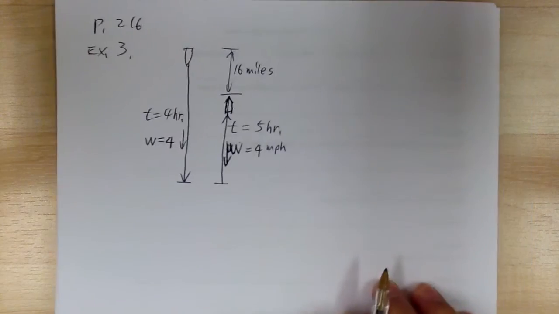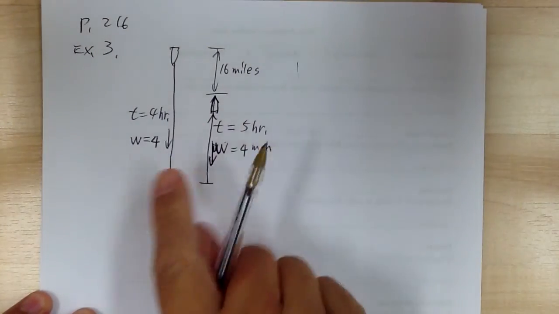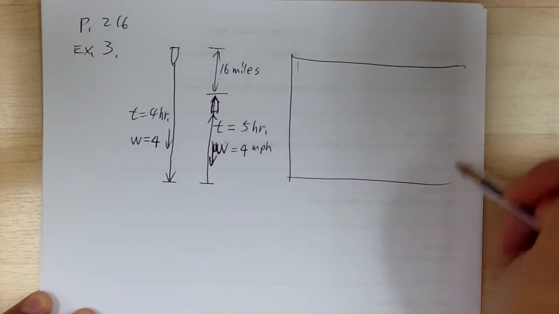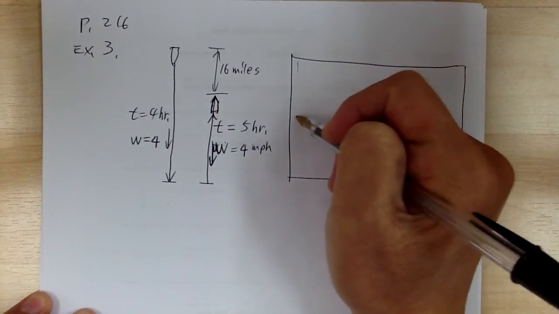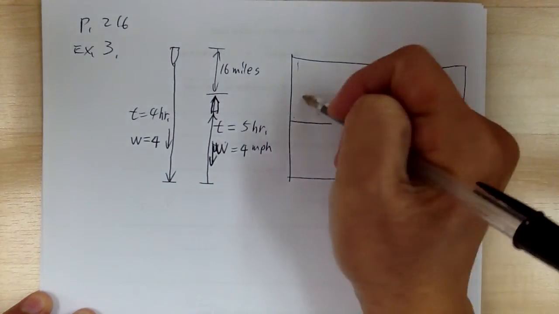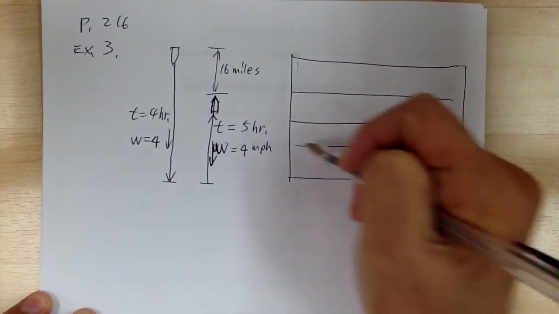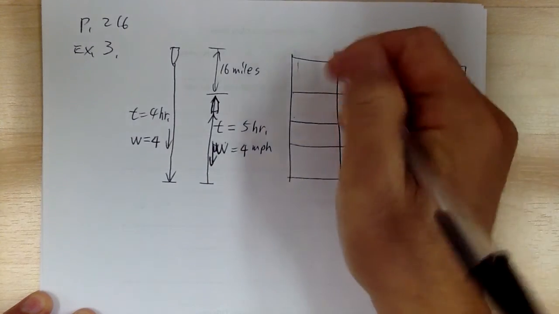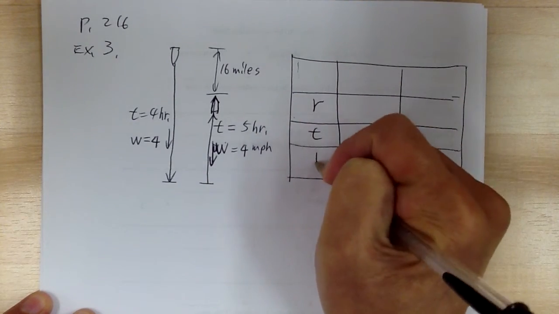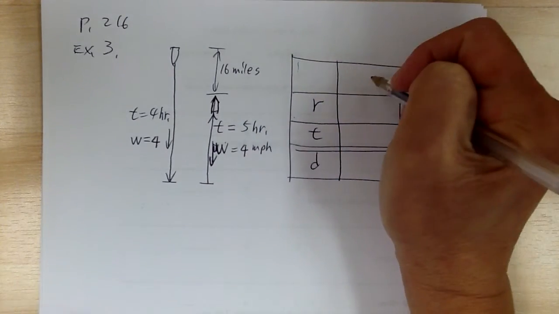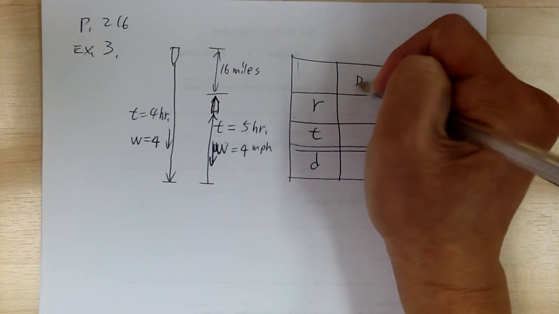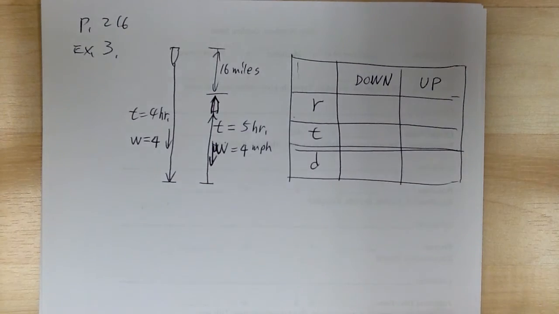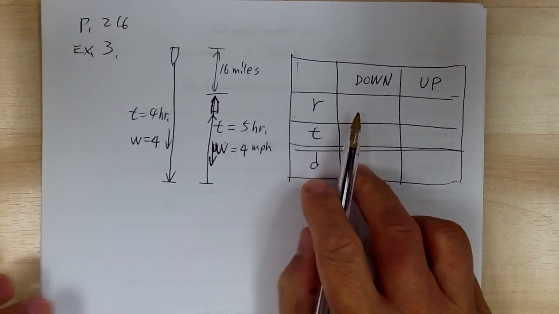So now you're going to make a table. You can always draw the picture. Again, with motion problems, you have to be patient. You have to keep reading many times. Again, it's rate times time equal to distance. This is for going downstream, and this is for going upstream. So now you have to be careful. Now you have to think.